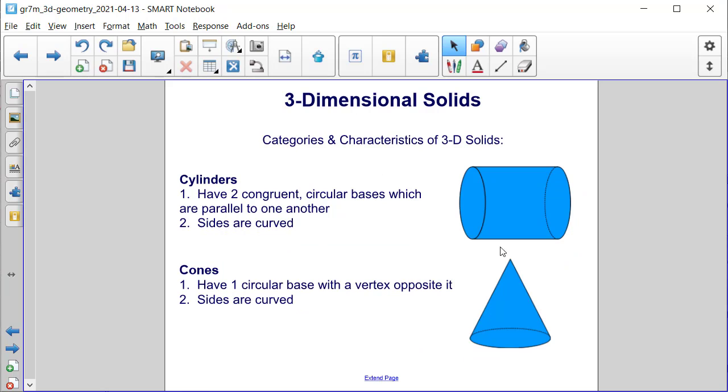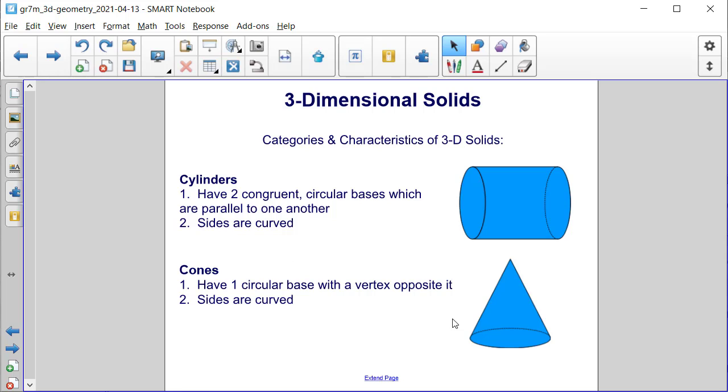These are some other three-dimensional solids that we will be discussing. These are not considered to be polyhedra because they are composed of curved surfaces. The first one is a cylinder. The cylinder will have two congruent circular bases, which are parallel to one another, and the side connecting the two bases is a curved side. It goes all the way around.